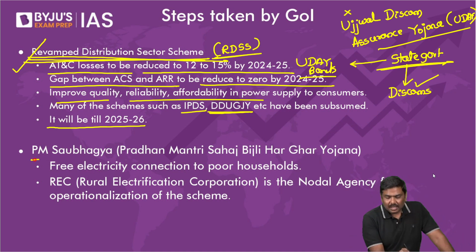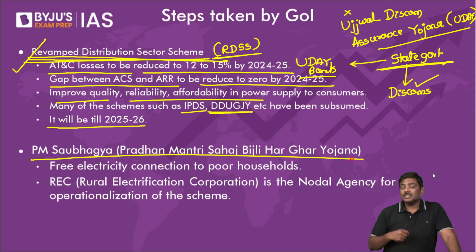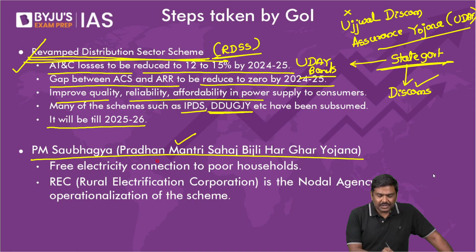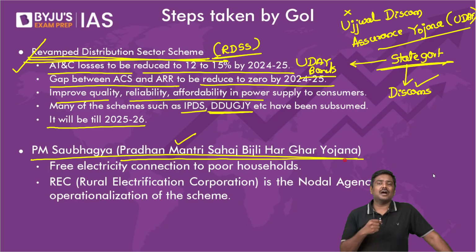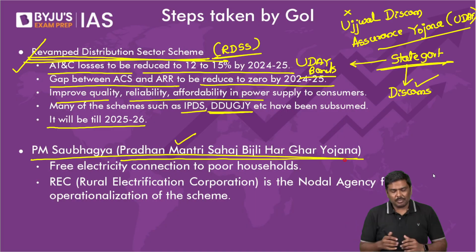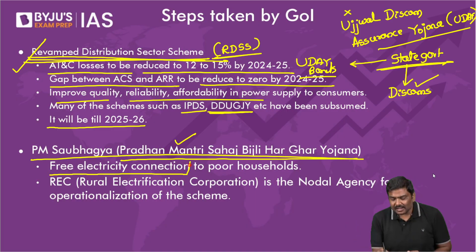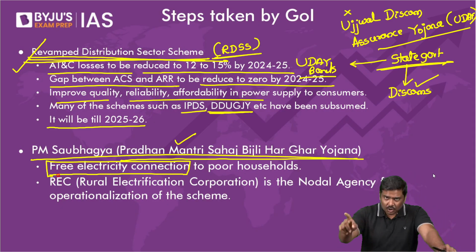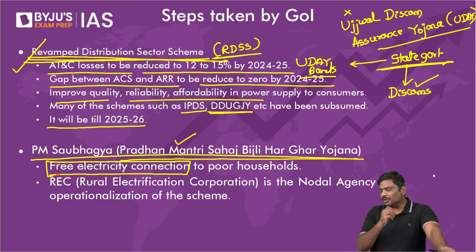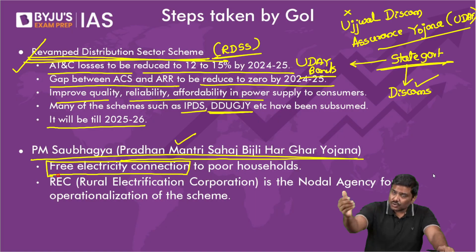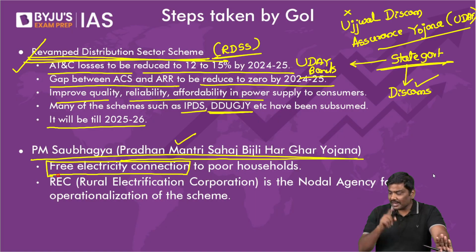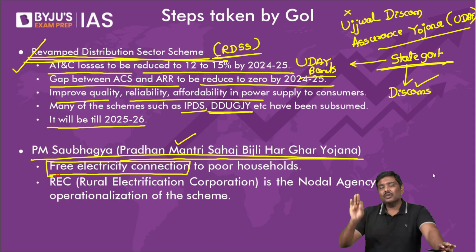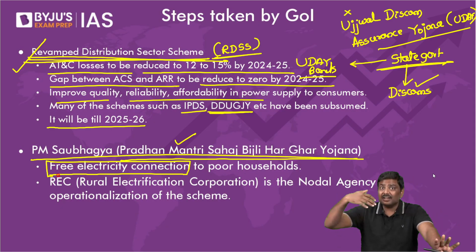Second reform, PM Saubhagya Yojana. Pradhan Mantri Sahaj Bijli Har Ghar Yojana. Under PM Saubhagya, the government will provide free electricity connection. I repeat, the government will provide free electricity connection to identified households. The argument of the Government of India was that many of the houses will not be able to afford the charges to get an electricity connection. Is it okay? I'll repeat it again. Many of the houses will not be able to pay charges to get an electricity connection.